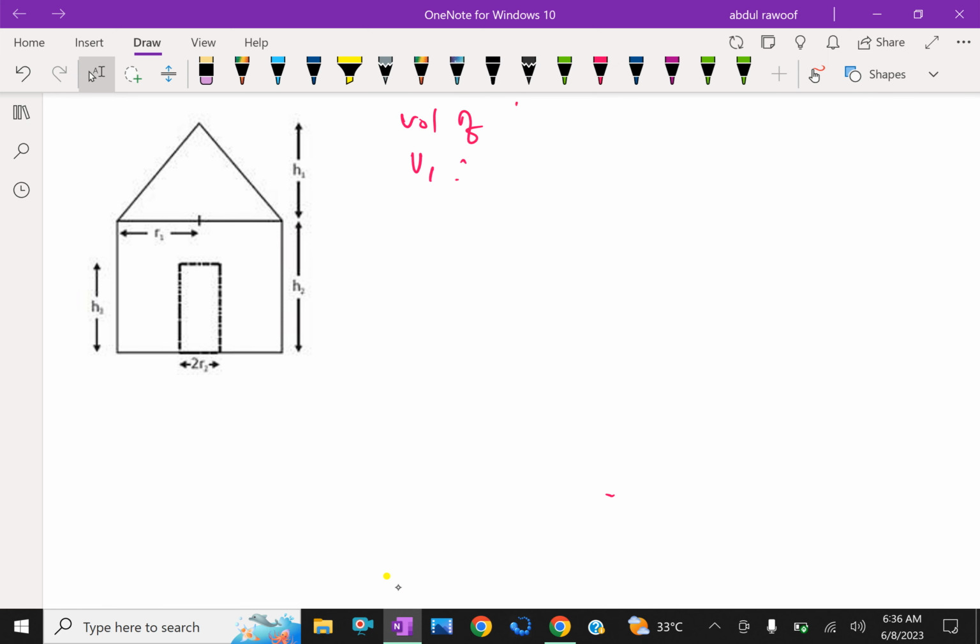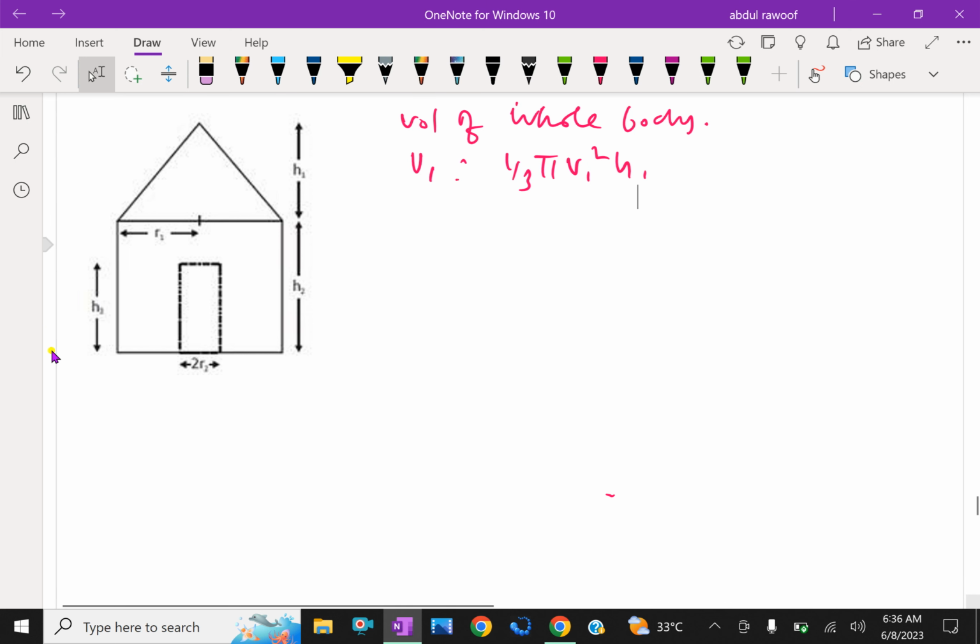Volume of the whole body. Let it be V1 equal 1 by 3 pi R1 squared H1 plus pi R squared H, the cone volume plus the cylindrical volume, with the cone and cylinder sharing R1 square H2.